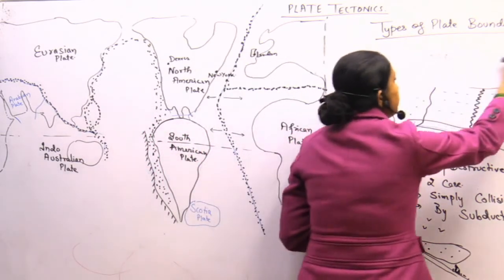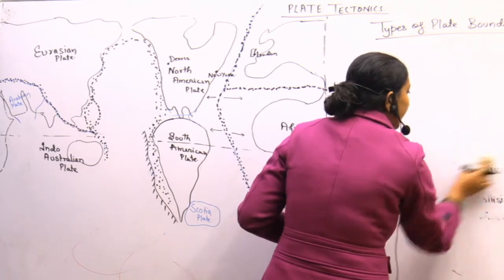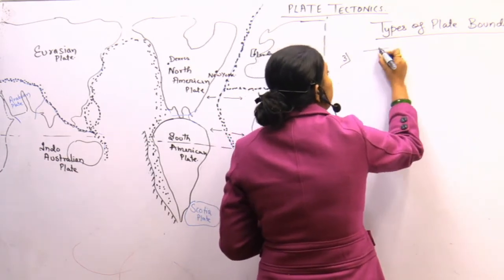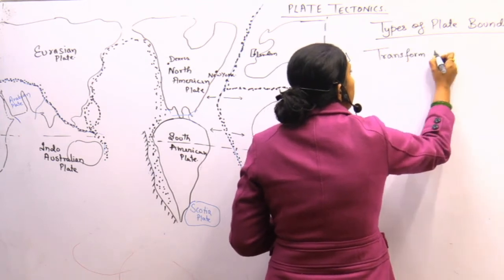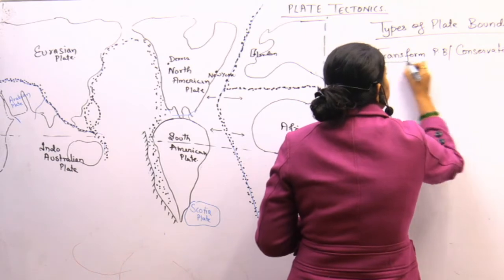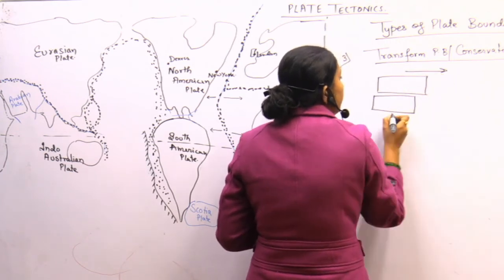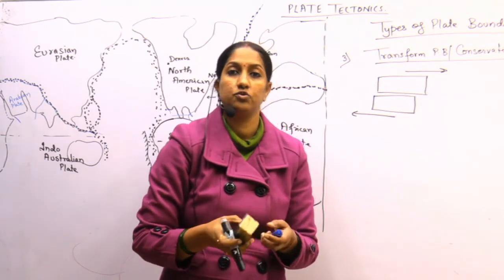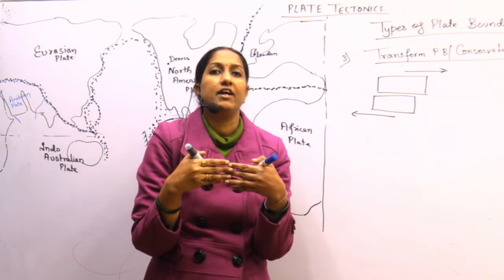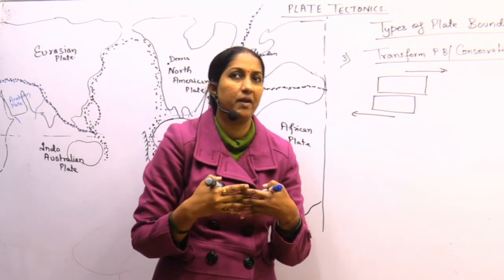Clear? The third case is the transform plate boundary. If we see the transform boundary, here two plates are neither moving away from each other nor coming close to each other. It is also called the conservative plate boundary. They are just sliding past each other. So here neither construction nor destruction is taking place. Margins are conserved, so it is known as a conservative boundary. Clear?